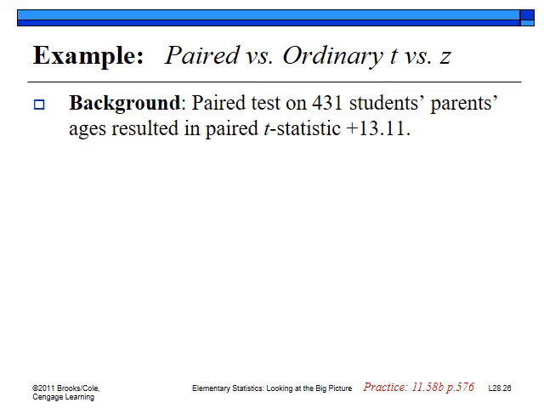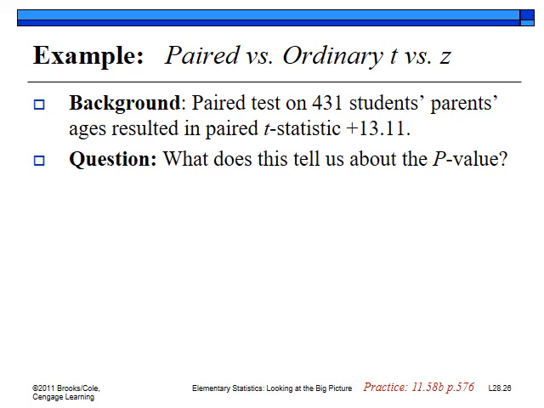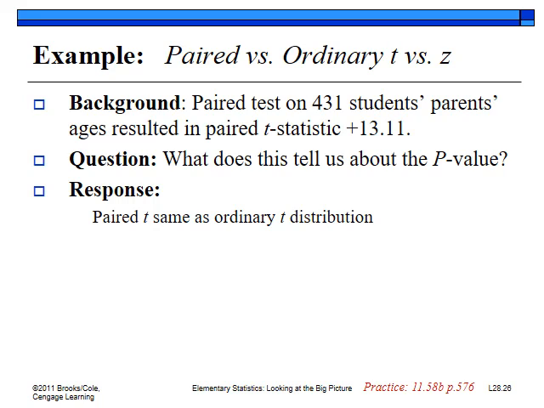Sticking with this example, what do we know about the p-value? The paired t is the same as the ordinary t distribution. We just have one statistic.